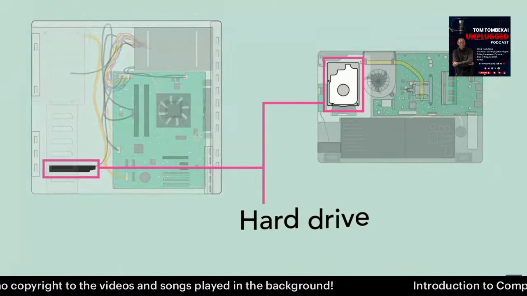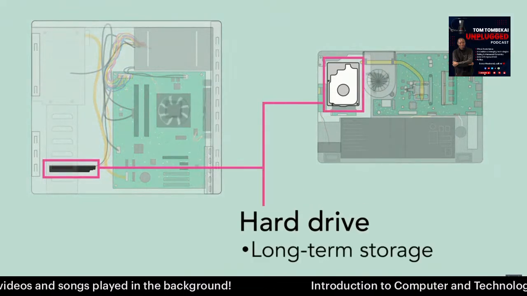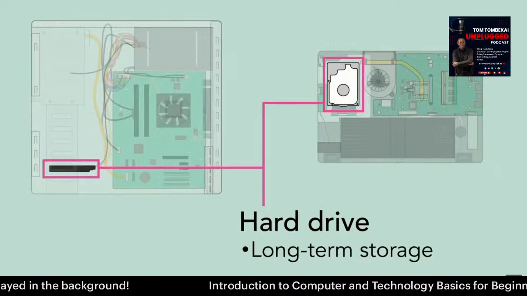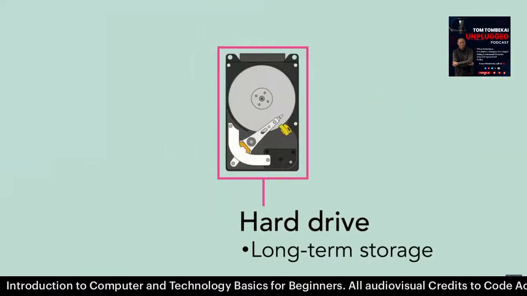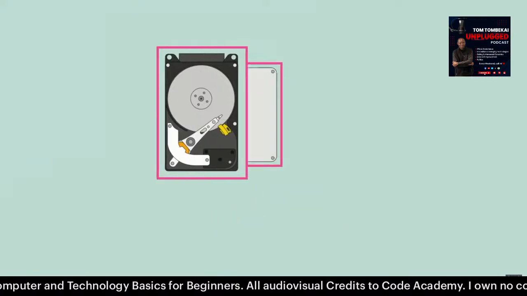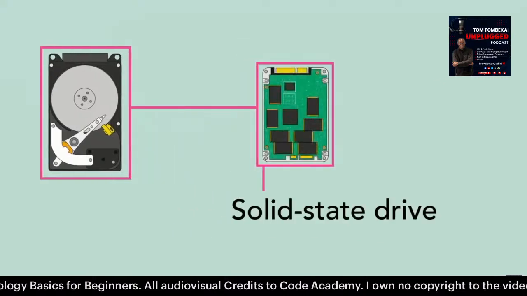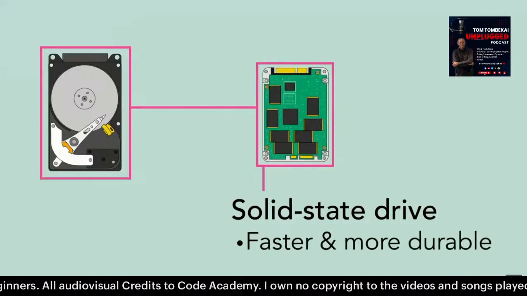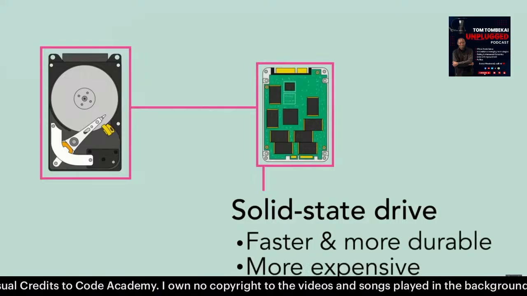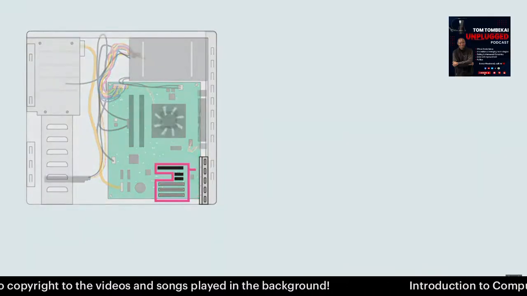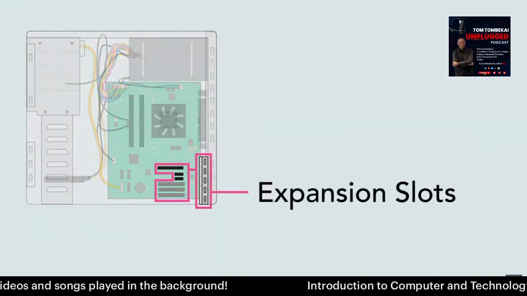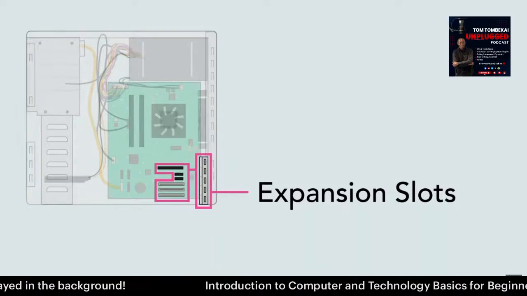The hard drive provides long-term storage, keeping all of the computer's data even when it's turned off. Many hard drives use a magnetic platter to store data, but many newer computers have solid-state drives, which are faster and more durable, but also more expensive. On many desktop computers, the motherboard has expansion slots that allow you to upgrade by adding expansion cards.